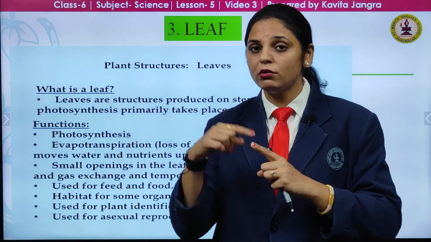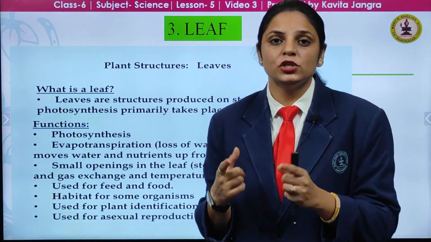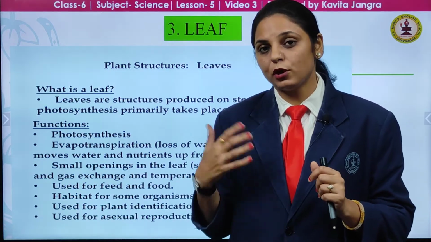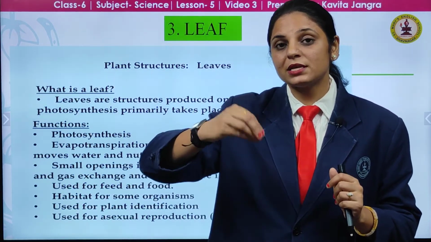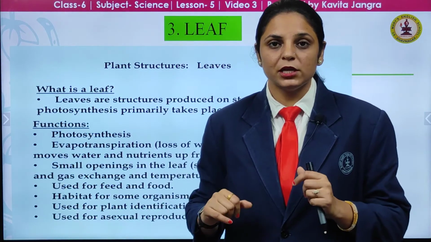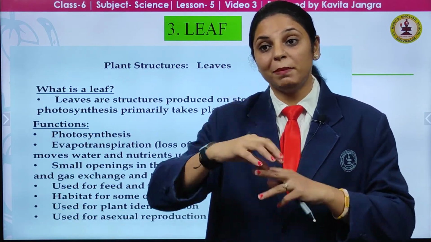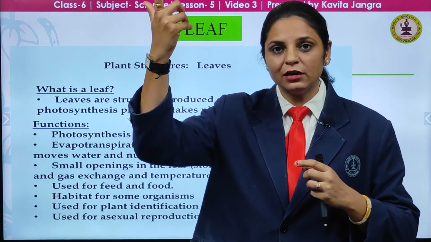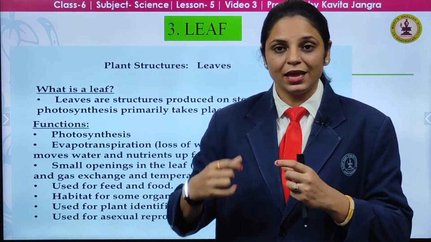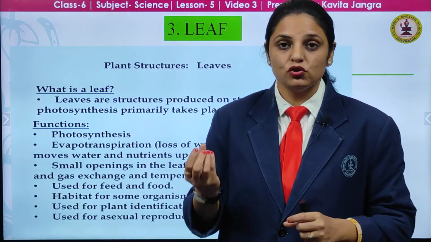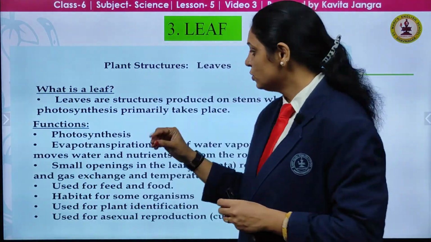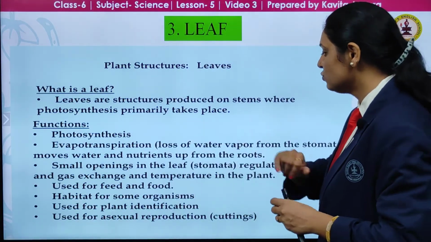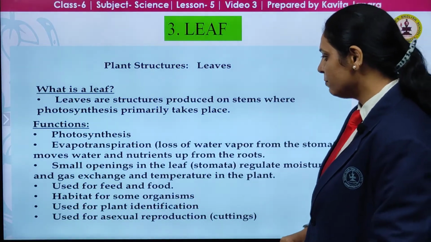And you just correlate it with evaporation and transpiration. When evaporation occurs, the liquid is converted into vapors. Transpiration is the loss of water by the plants. So when vapors are being formed from the liquid state, a pull is generated in the upward direction. That pull helps in the movement of water and nutrients from the roots to different parts.